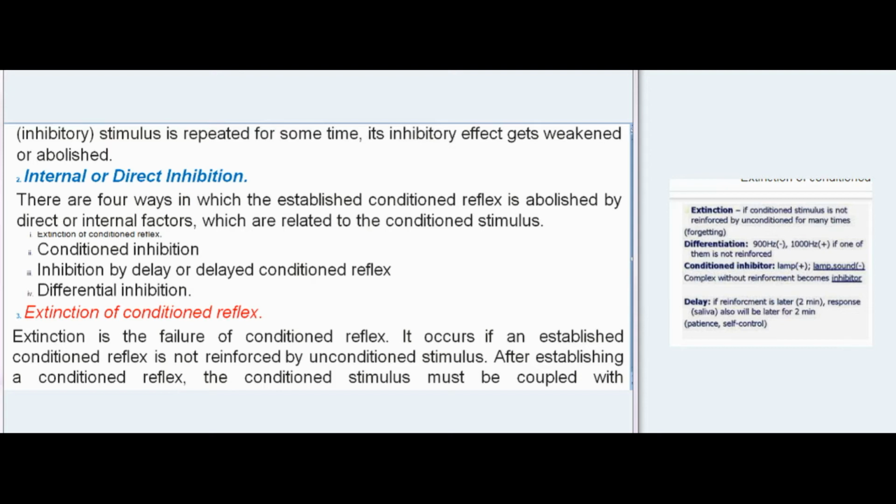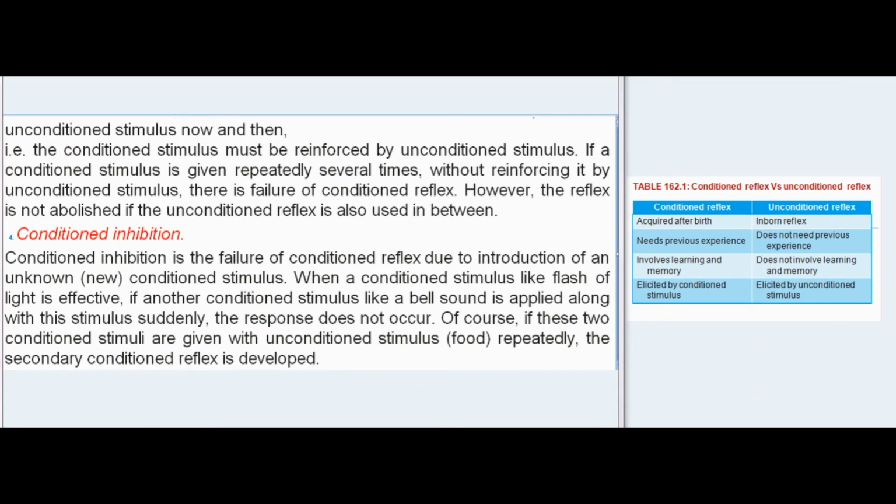Extinction of conditioned reflex. Extinction is the failure of conditioned reflex. It occurs if an established conditioned reflex is not reinforced by unconditioned stimulus. After establishing a conditioned reflex, the conditioned stimulus must be coupled with unconditioned stimulus now and then, i.e. the conditioned stimulus must be reinforced by unconditioned stimulus. If a conditioned stimulus is given repeatedly several times, without reinforcing it by unconditioned stimulus, there is failure of conditioned reflex. However, the reflex is not abolished if the unconditioned stimulus is also used in between.